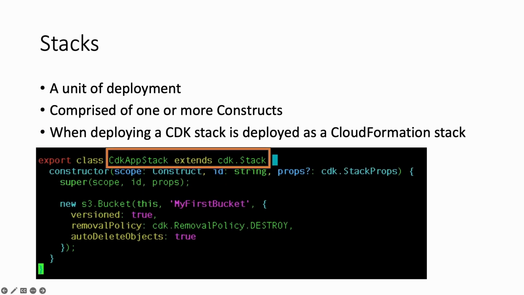One or more constructs make up a CDK stack. During deployment, the CDK maps each CDK stack into a CloudFormation stack. So there's a one-to-one mapping between the CDK stack and the CloudFormation stacks. In this example, we are defining a CDK stack, and within the stack, you have the S3 bucket. You can have multiple constructs within the stack.